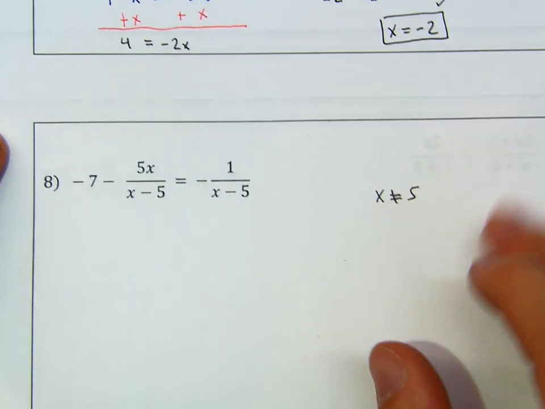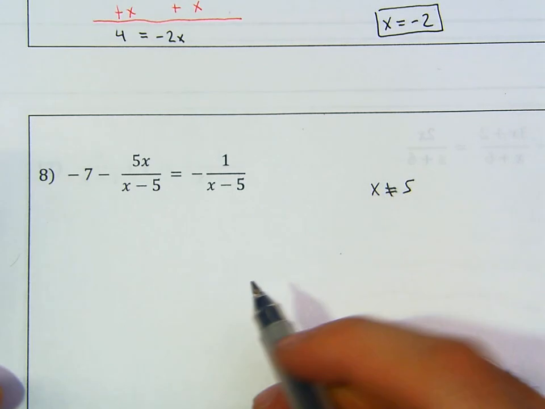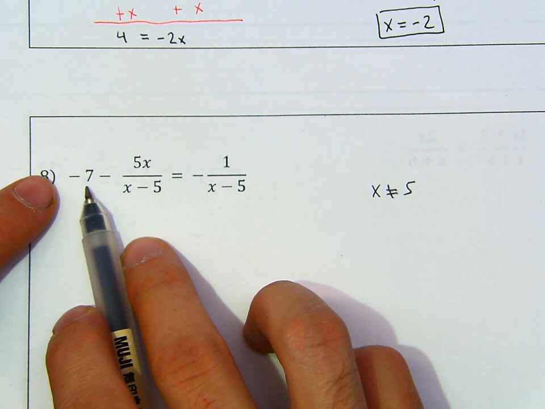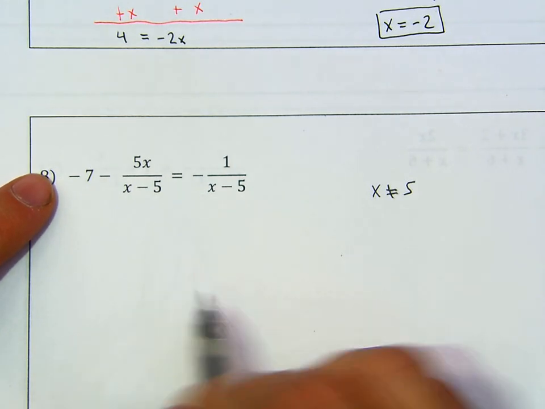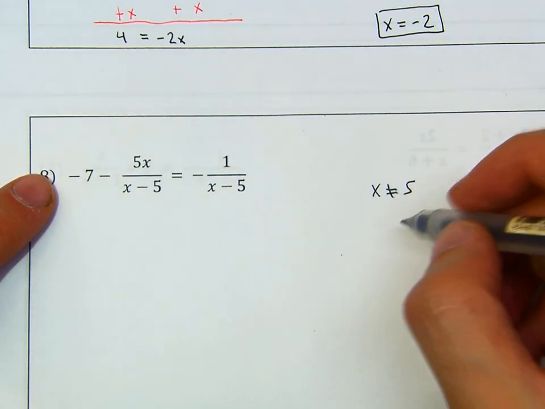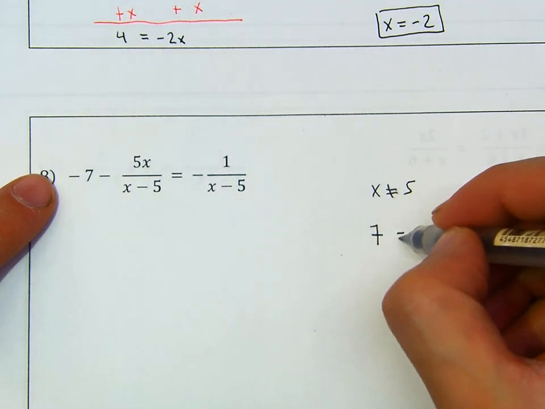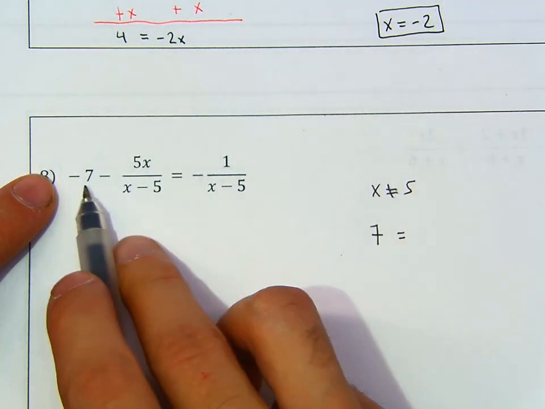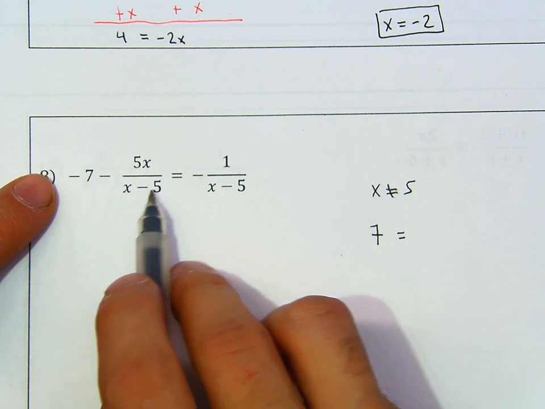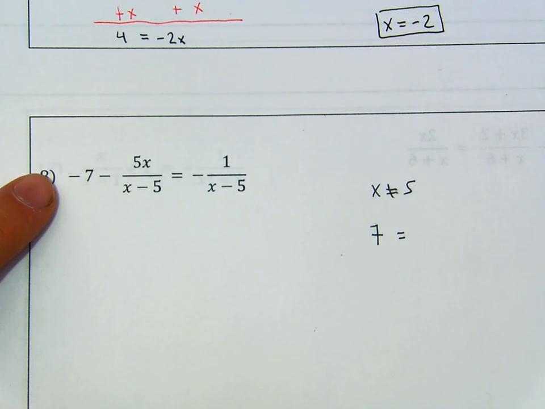Try and solve this one, right? And the idea is you want all the denominators to be the same, right? So notice that this 7 is also equal to, how can you change this 7 so it has some x minus 5 on the bottom, right?